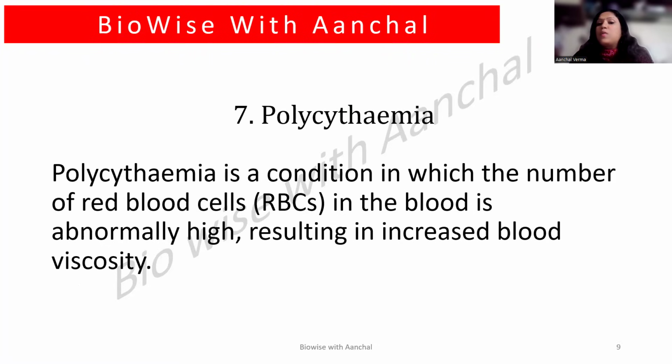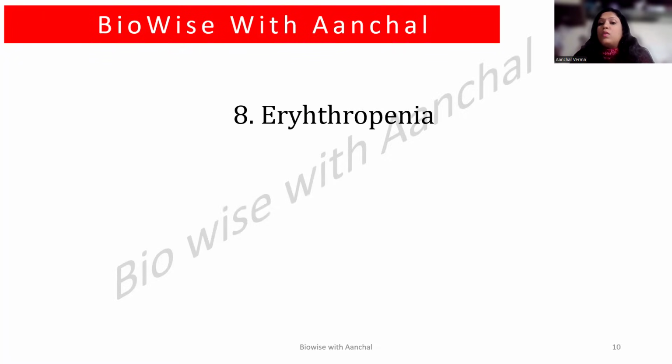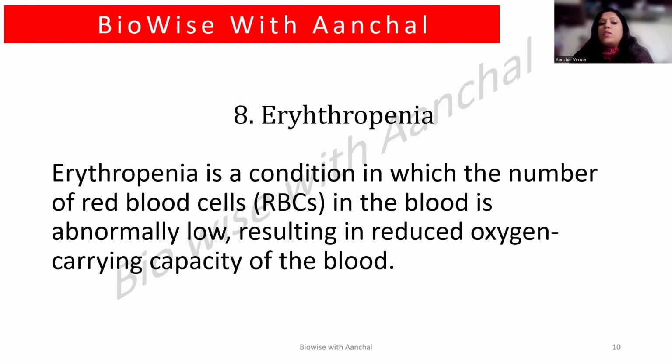Polycythemia is a condition in which the number of red blood cells in the blood is abnormally high, resulting in increased blood viscosity. So, RBC is much higher than the required value, that is polycythemia. The opposite of polycythemia is erythropenia, which is a condition in which the number of red blood cells is abnormally low, resulting in reduced oxygen carrying capacity of the blood. These terms are very important.